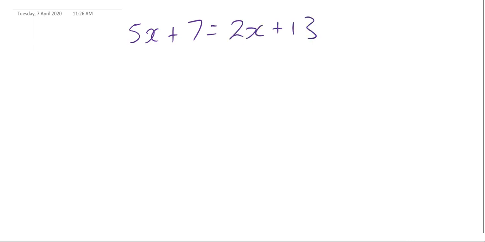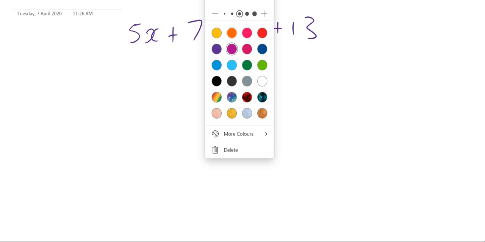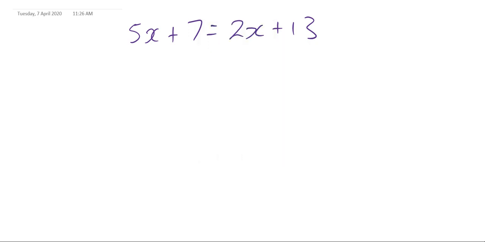Alright, this video is going to be looking at solving equations with the variable on both sides. So if you have an equation that looks like this, 5x plus 7 equals 2x plus 13, what you're trying to do here is make sure you have the variables on one side and the numbers on the other side.